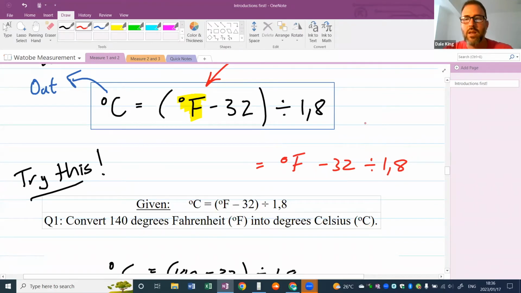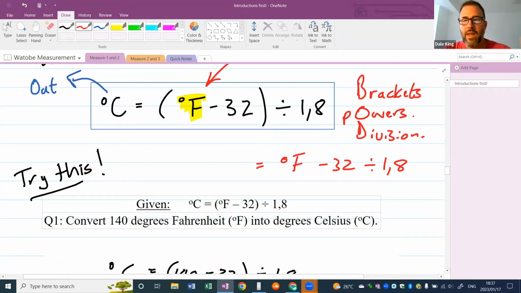So brackets indicate what you should be doing first, and you should follow BODMAS, which says B in BODMAS is for brackets. The O actually stands for powers. Okay, and then D for division. All right, so you do the brackets first. If there are any exponents, you go and do that then. And then after that, you go and do division.